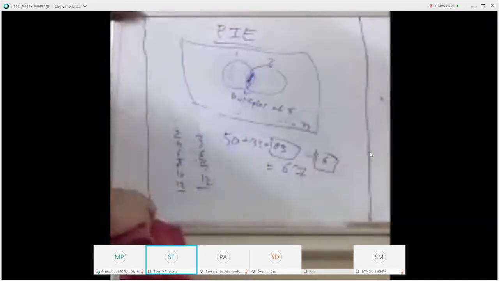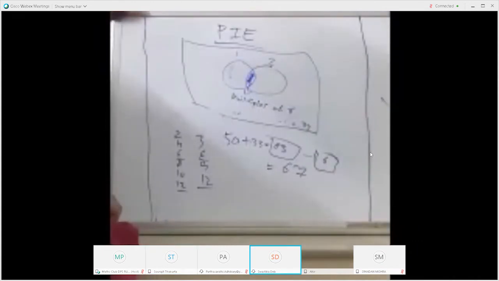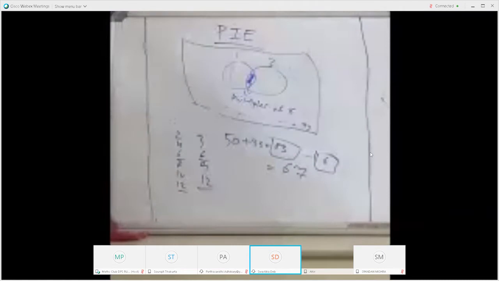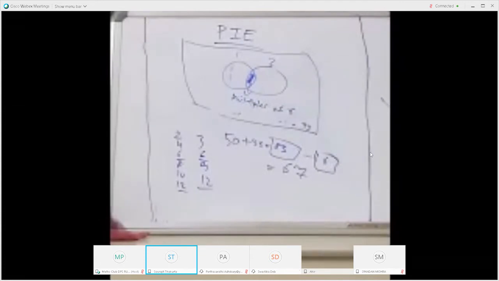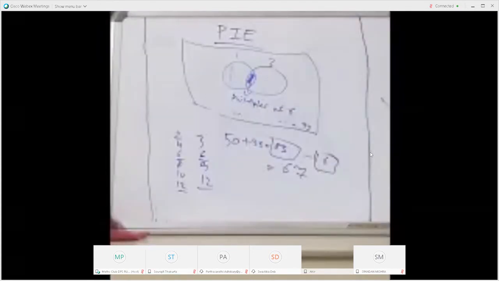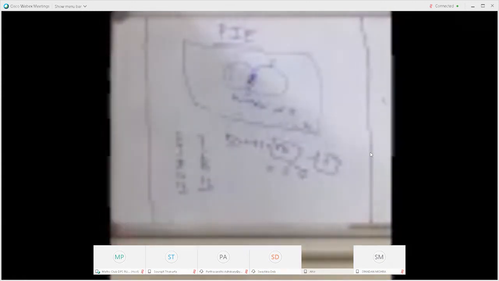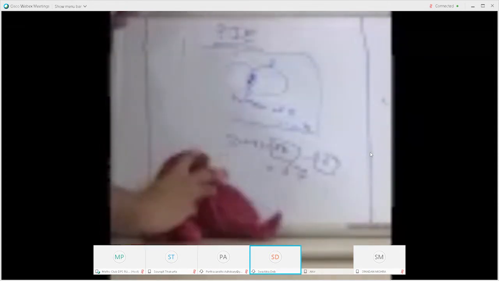So we'll write this. I understand why you did 50 plus 33. How many multiples of 2 are there from 1 to 100? 50. And how many multiples of 3 do we have? 33. So we added them, right? Yes, we added them. But we overcounted the multiples of 6, and that's why we subtracted. So we'll write this more formally now.